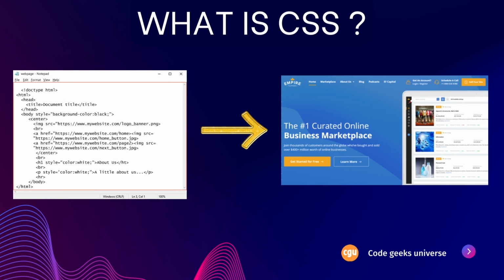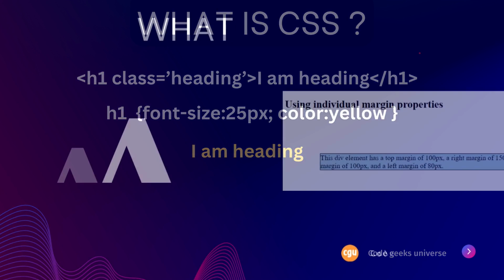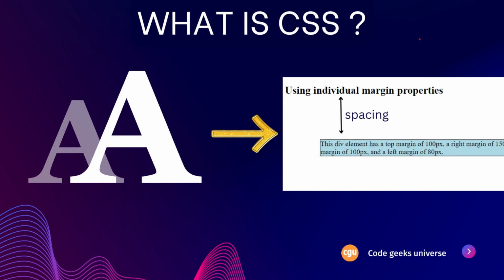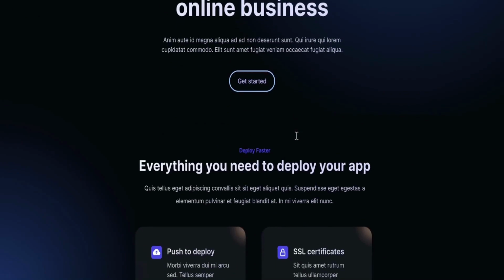So what exactly is CSS and why is it so important? Well, CSS is a style sheet language used to describe the presentation of a document written in HTML. Think of it as the styling instructions that tell your browsers how to display your content, from choosing the right font to defining the spacing between elements. CSS is what brings your design vision to life.